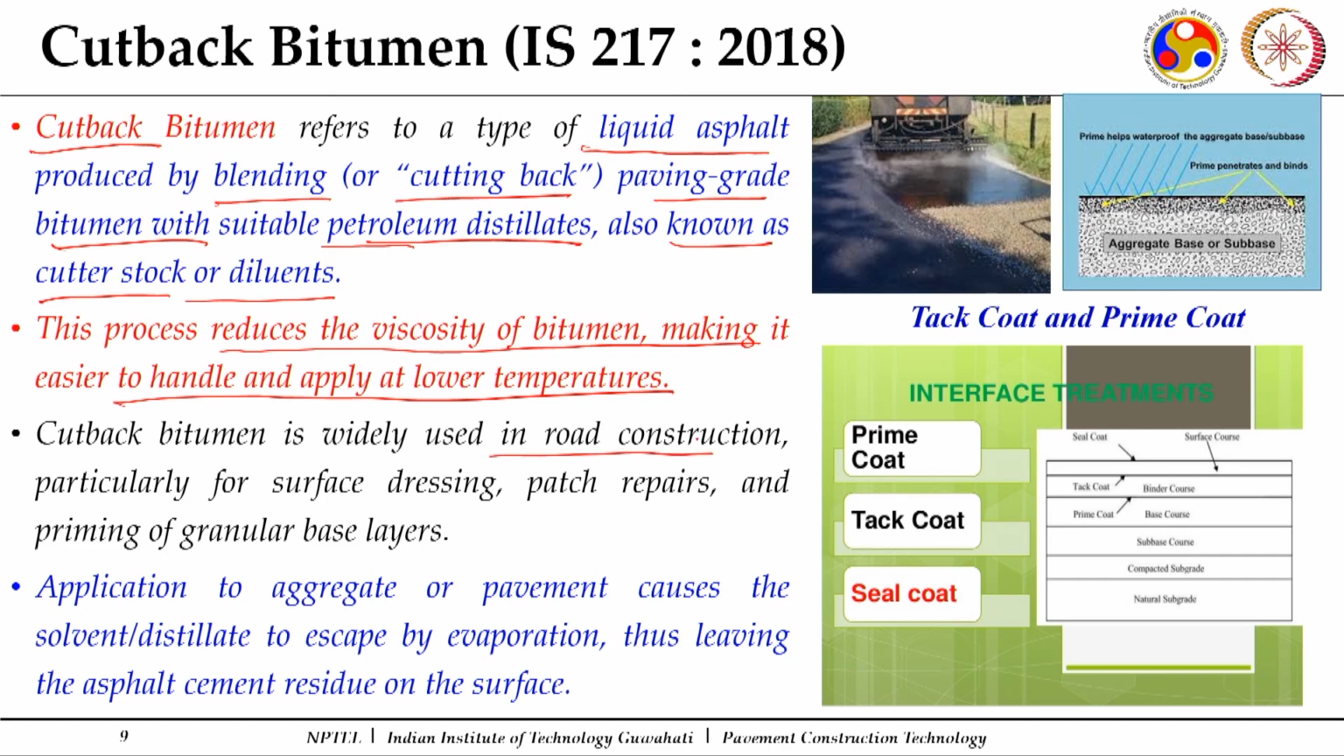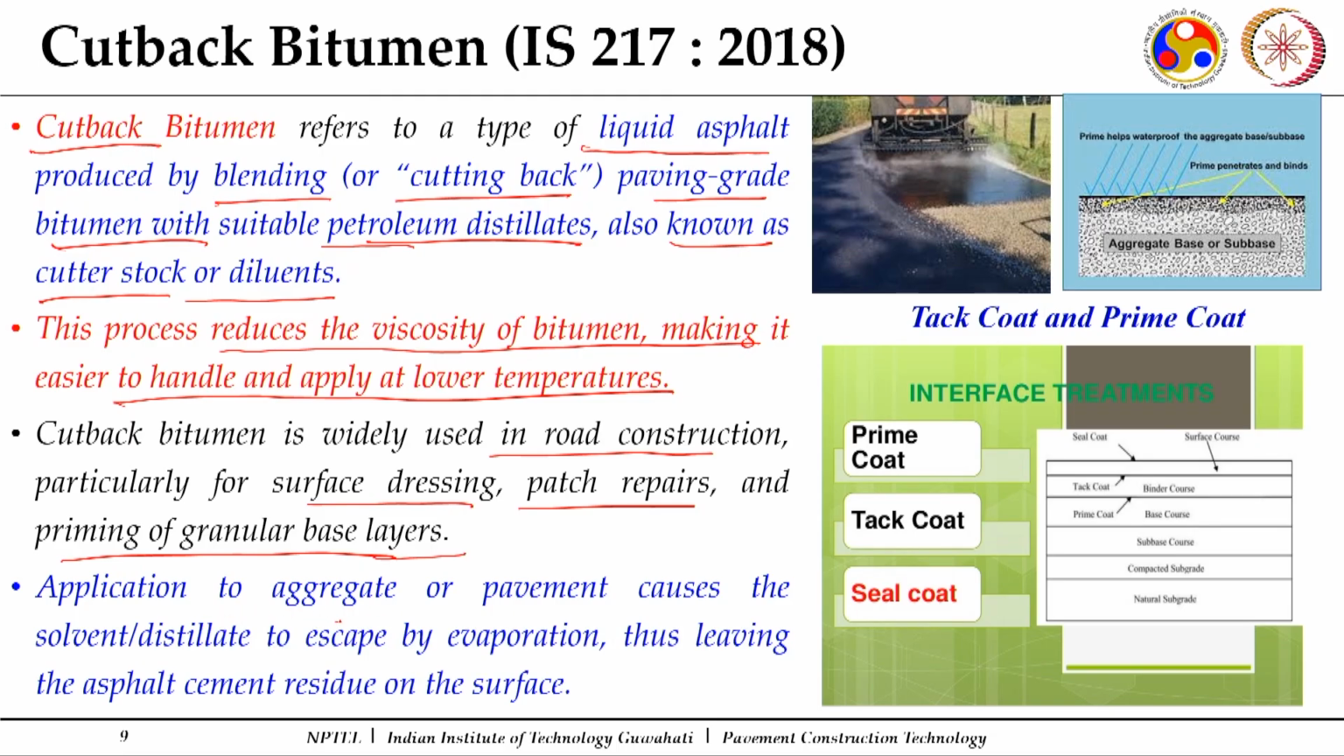It is used in various applications. Some of them are surface dressing and patch repairs. Surface dressing is a type of application which we have discussed in earlier lectures. And to apply a coat when we are going over for a bituminous course over a granular course, a layer of this cutback is applied. We call it a prime coat. This we will again discuss when we will be discussing the construction aspects of granular courses.